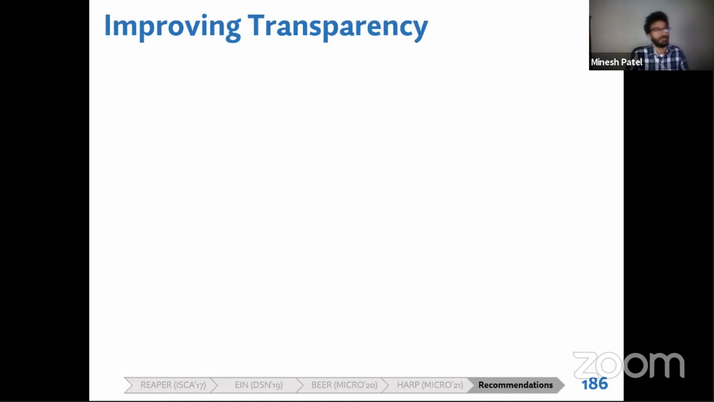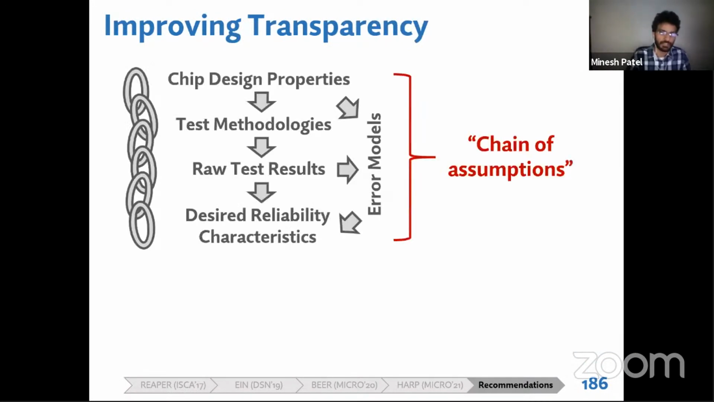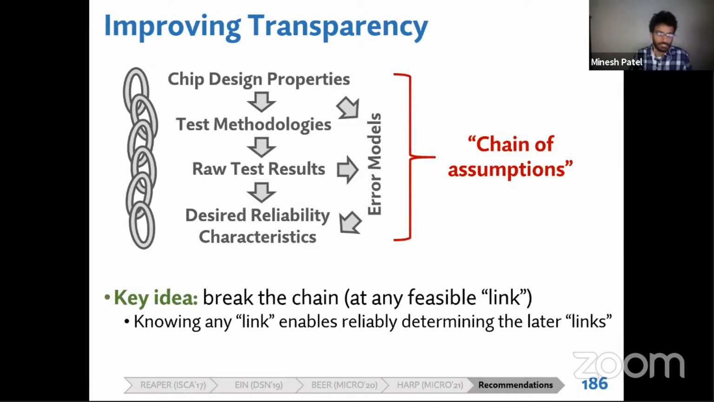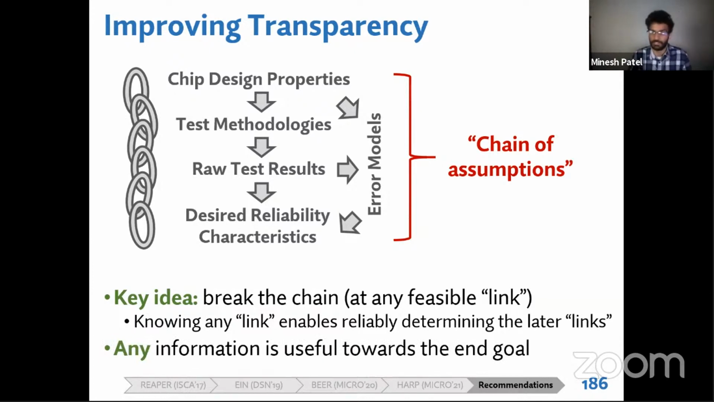And so now, referring back to our chain of assumptions, our key idea is to break the chain at any point possible. This is because knowing information at any link in the chain with some level of certainty enables reliably determining the following links. Because these assumptions are built upon each other, if any one of them is no longer an assumption, the following assumptions are no longer based on assumptions, they're based on some concrete evidence. And in other words, any information at all really is useful towards the end goal of having flexible DRAM operation.